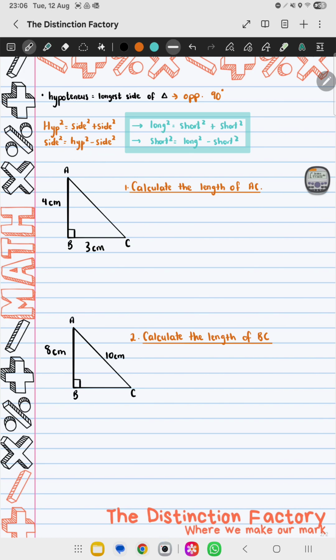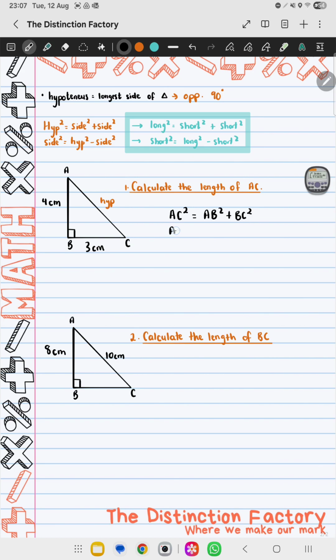All right, the first question says calculate the length of AC. I'll start off by demarcating which is my hypotenuse. Again, this is pointing towards it. So AC is our hypotenuse. That means that we are going to be using our first formula for it because hypotenuse is the subject of that formula. So I'll start off by substituting the name of the side, AC squared, and that is equal to the other sides squared, which would be AB squared plus BC squared. Those are the shorter two sides of your triangle.